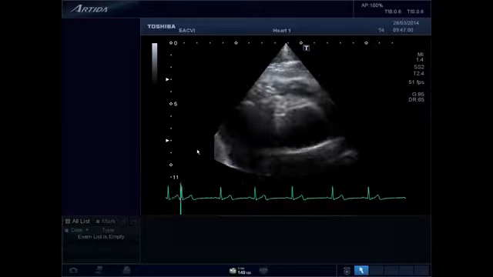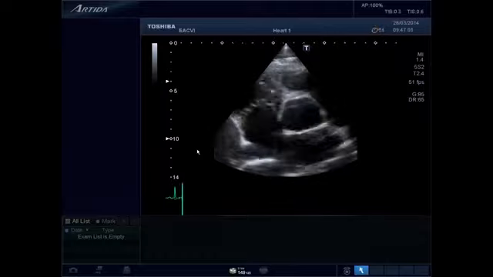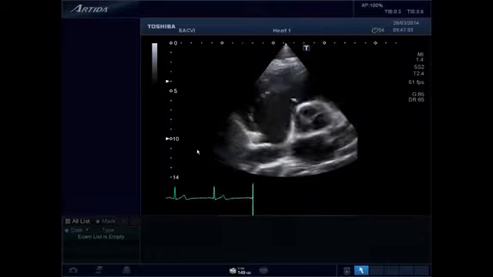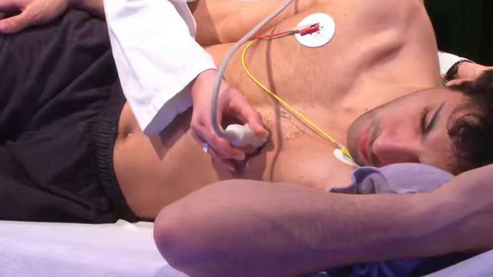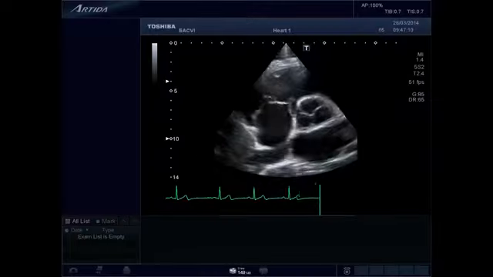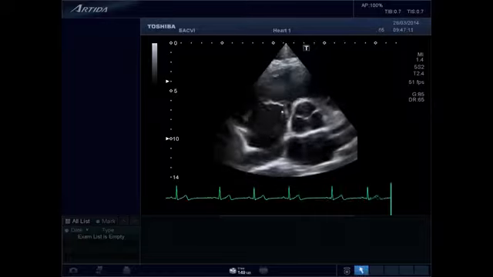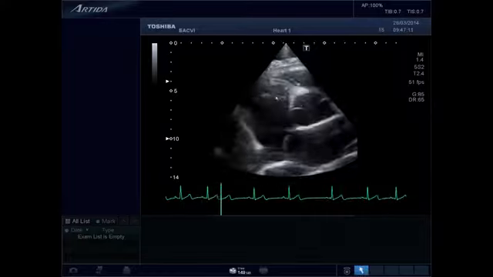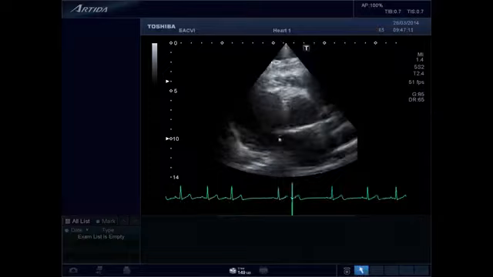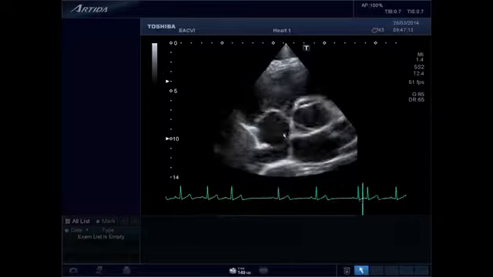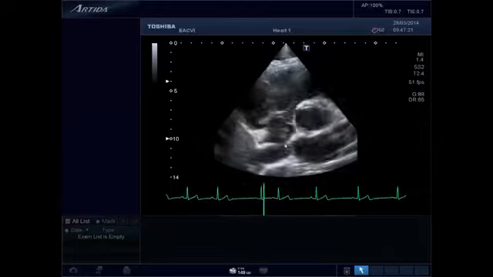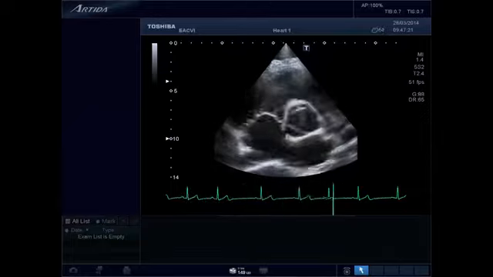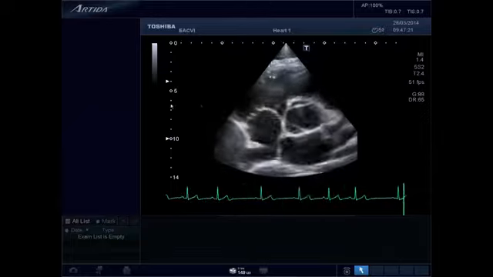Okay, and now I will try to obtain another view which is more focused on the tricuspid valve. So you can see here the septal leaflet of the tricuspid valve and the lateral leaflet. And here you have the interatrial septum between the left atrium and the right atrium.